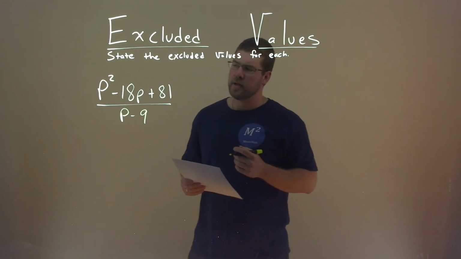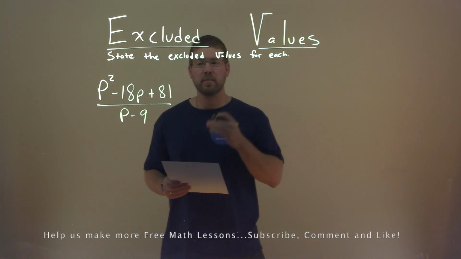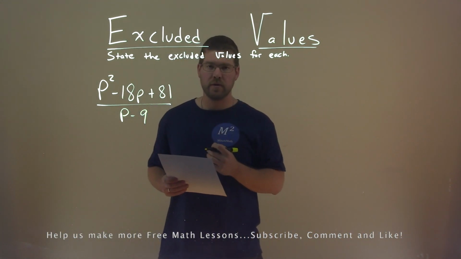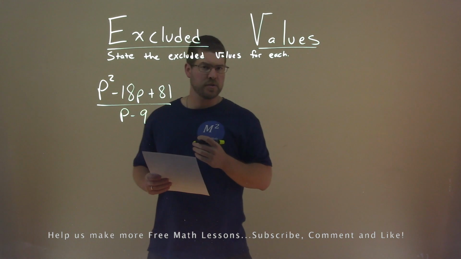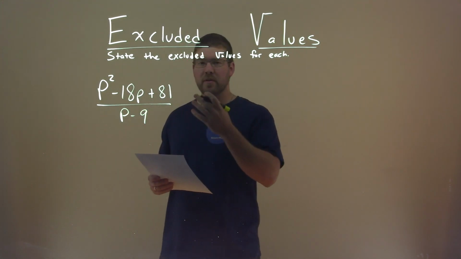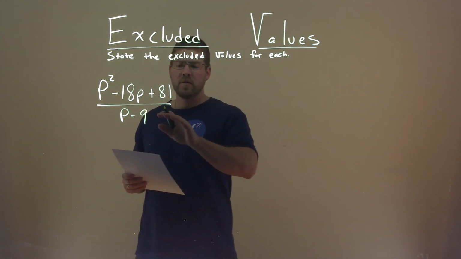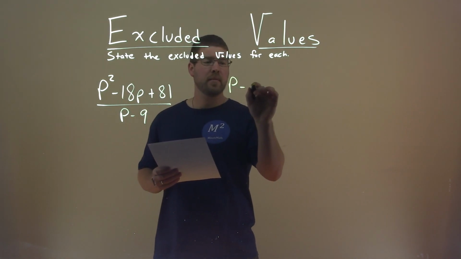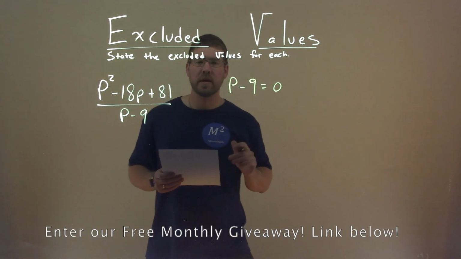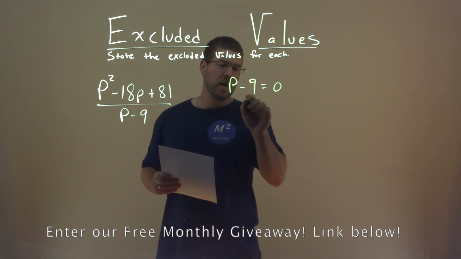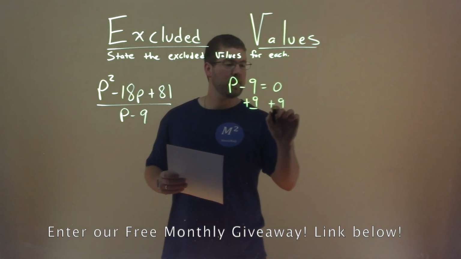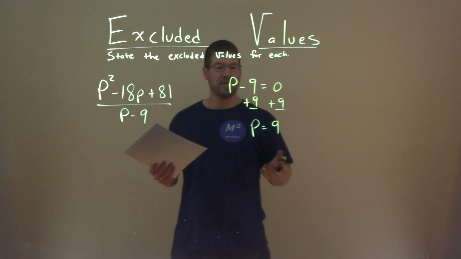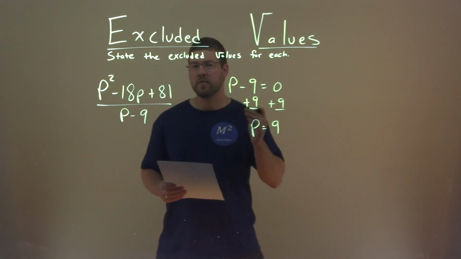We're given this problem right here, p squared minus 18p plus 81 over p minus 9, and we want to find the excluded value. Well, this is a rational function, and it doesn't exist when we divide by 0. So when 0 is in the denominator, that's our excluded value. So we're going to take our denominator, p minus 9, and set it equal to 0. Now I'm going to solve for p. I add a 9 to both sides, pretty simple, and p equals a positive 9. And so that's it. 9 is our excluded value.